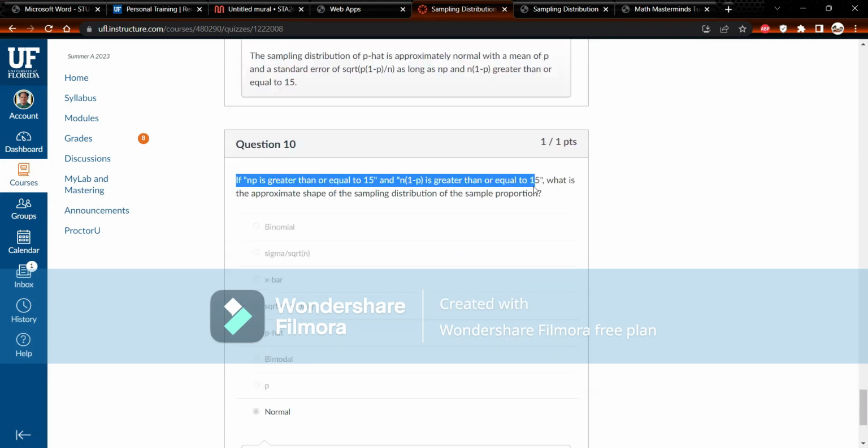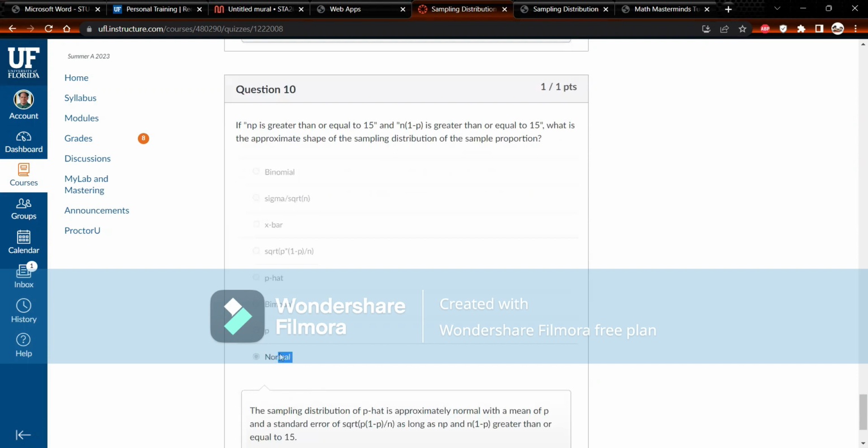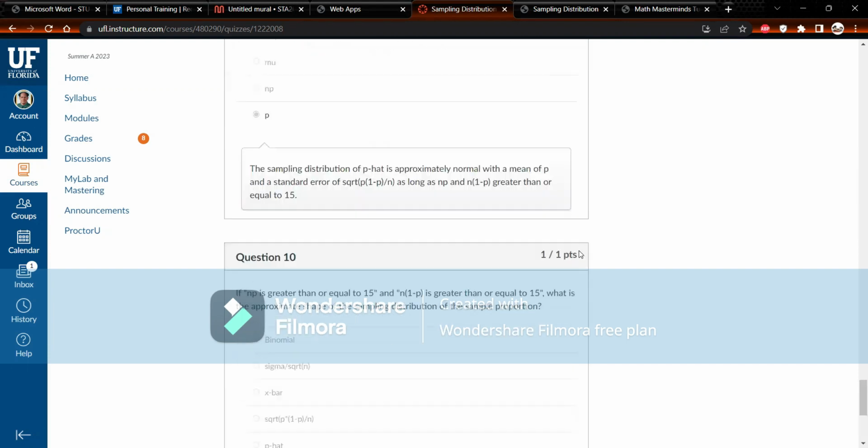In question 10, another conceptual one. This is to know whether or not something is a normal distribution. So if NP is greater than or equal to 15 and N times 1 minus P is greater than or equal to 15, what is the approximate shape? It will be normal. And that is all conceptual in the unit.